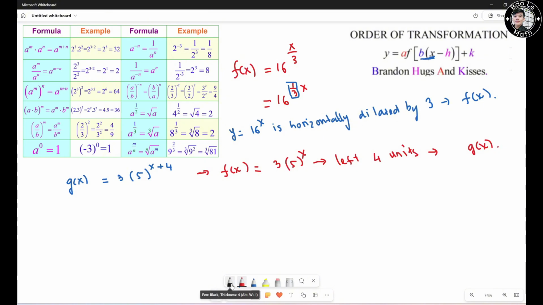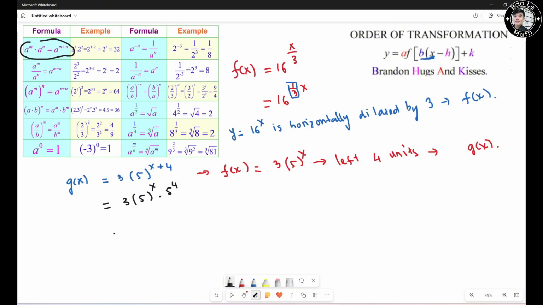Right? Now we need to manipulate this function. So I just rewrite this one as 3 times 5 to the x times 5 to the 4. Right? What I got right here, the formula right here.